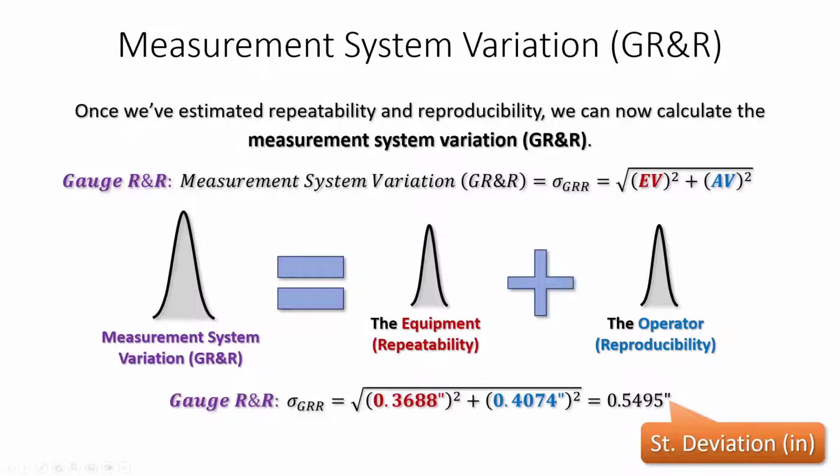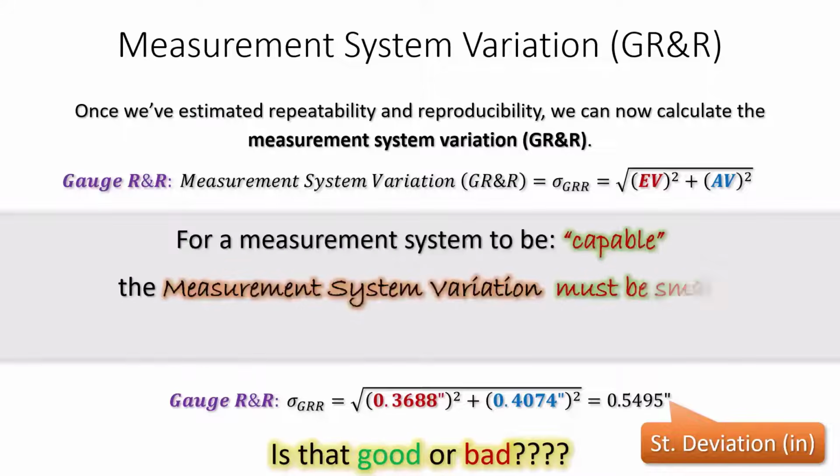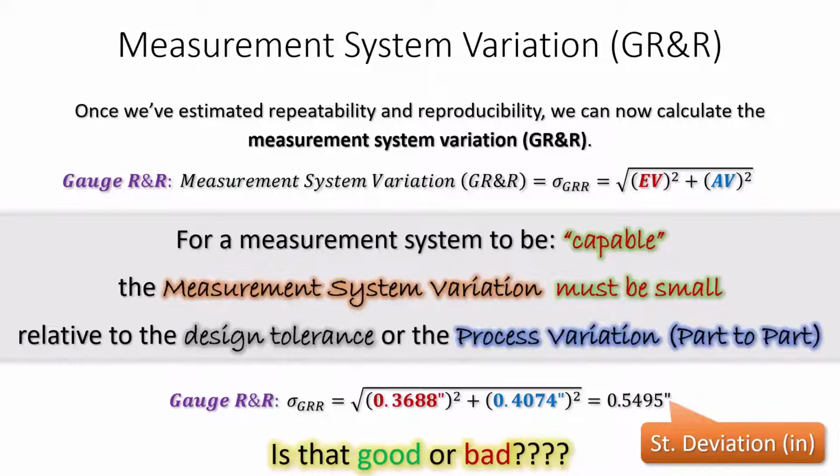Now, we've done it. We've calculated a value, and the next question you have to ask yourself is, is that good or is that bad? Is that a lot of variation, or is it too much variation, or is it the right amount? Now we have to actually make that assessment, and I keep coming back to this phrase: for your measurement system to be capable, your measurement system variation, this Gauge R&R value, should be small relative to either your design tolerance or your process variation. So let's now calculate our process variation. Let's now calculate part-to-part variation.